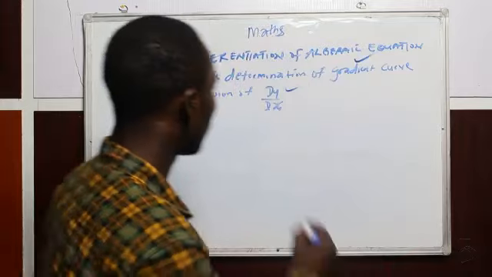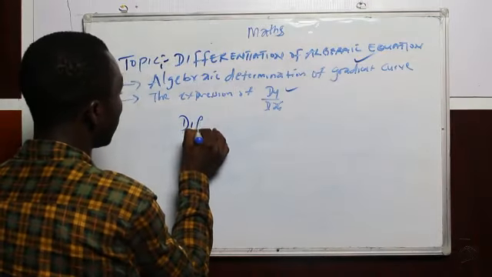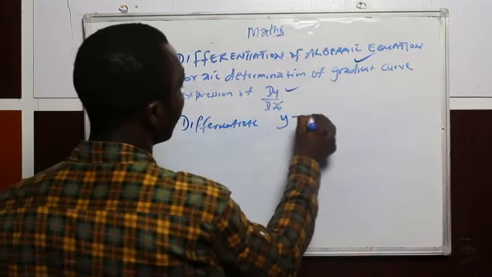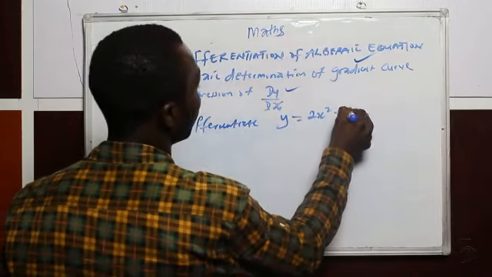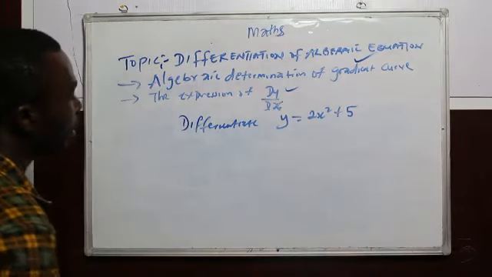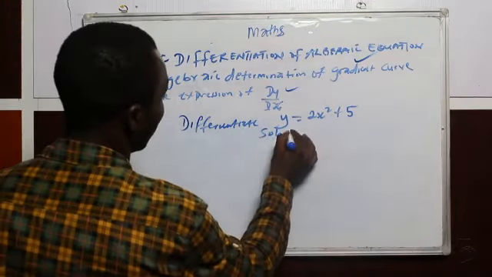Let's take an example. Differentiate y equals 2x squared plus 5. Solution.